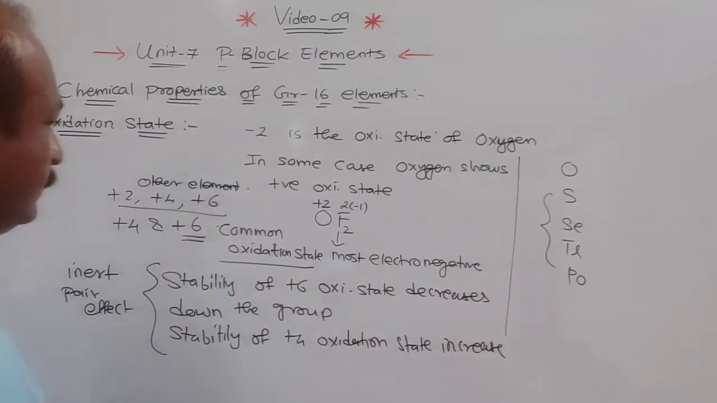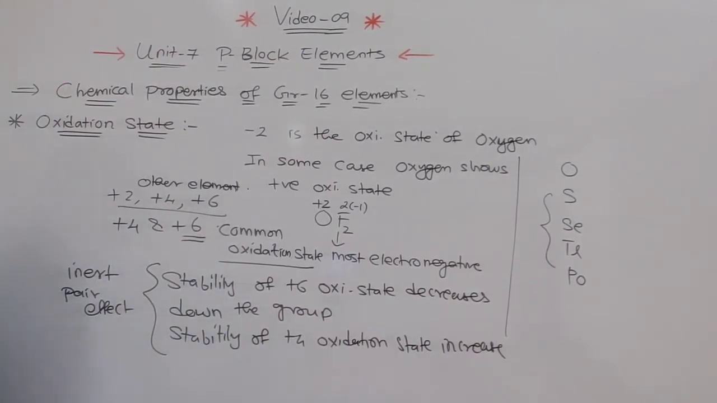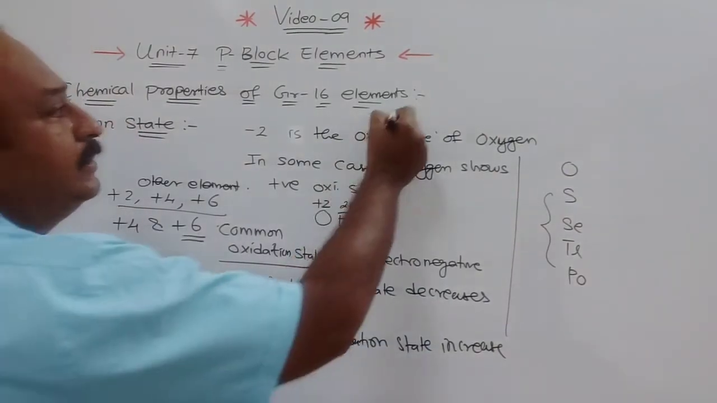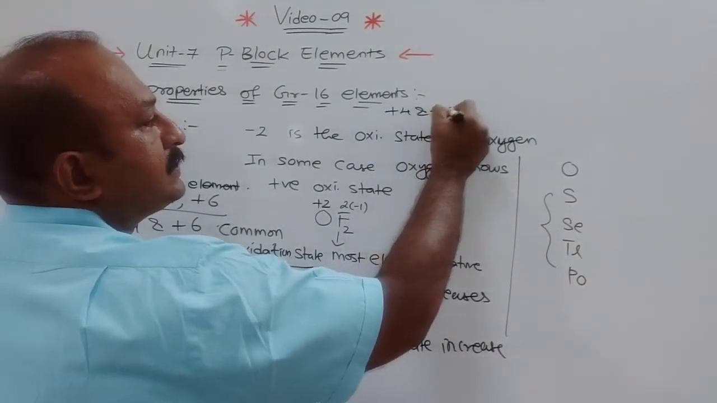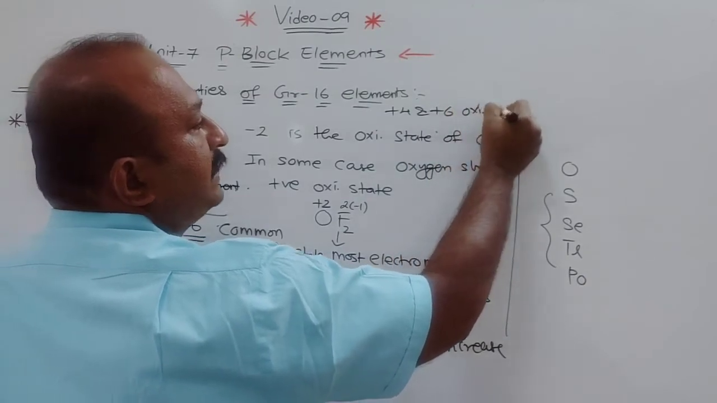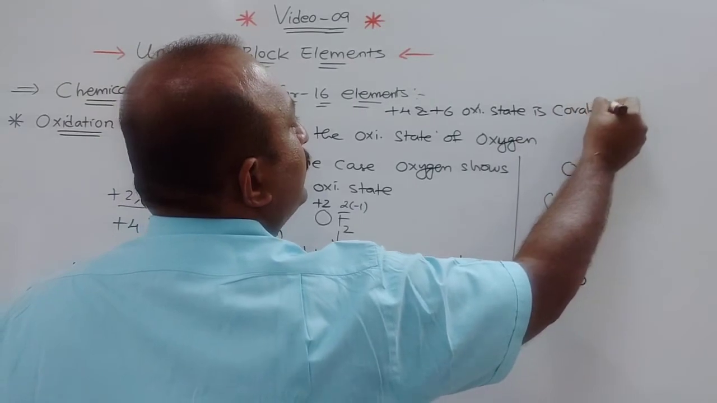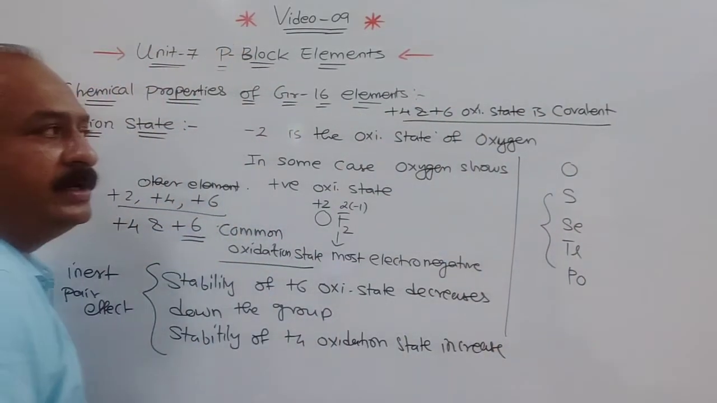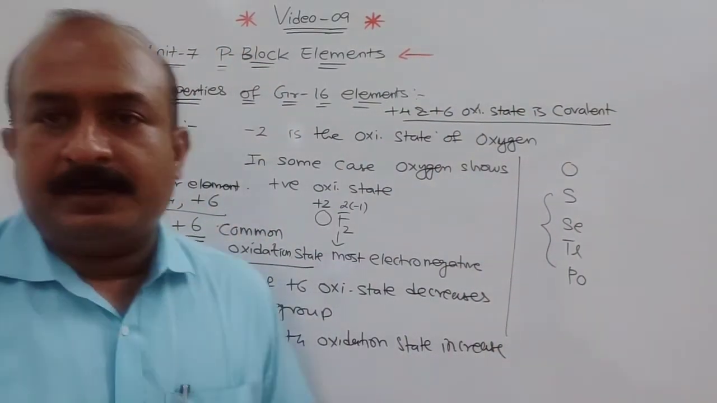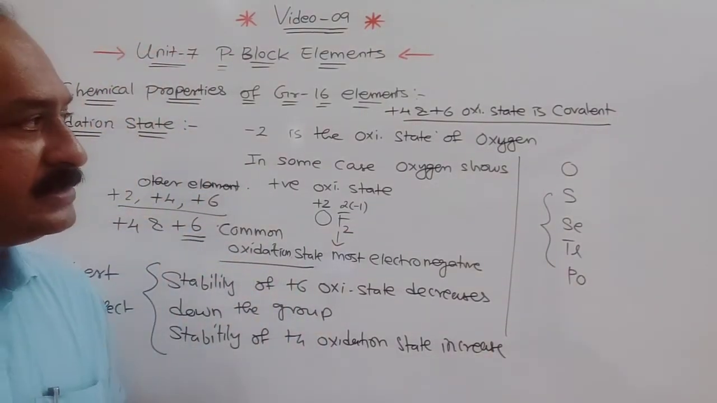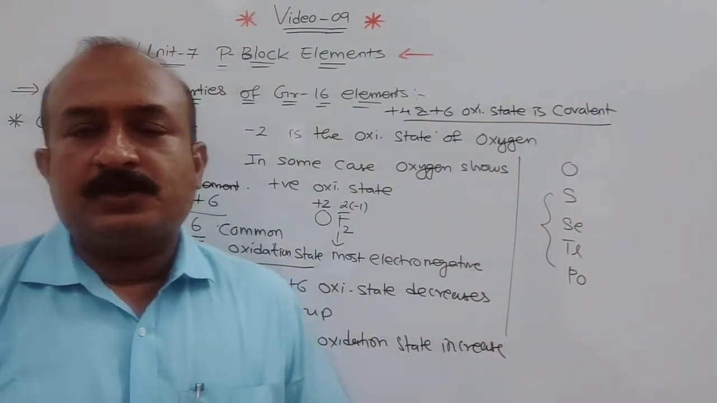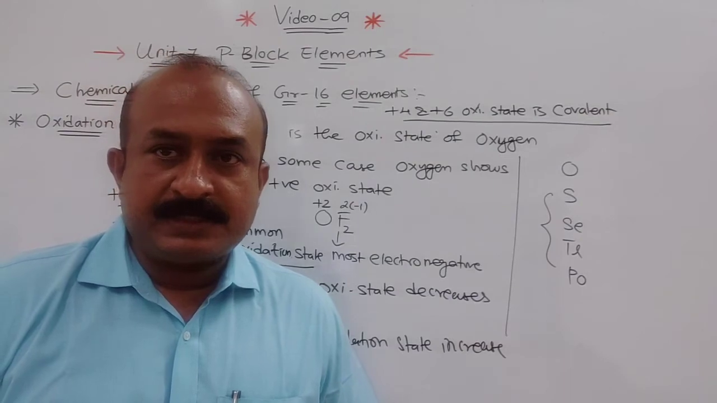Okay. So this was all about oxidation state. One more point is that +4 and +6 oxidation states are primarily covalent in nature, which means they are formed by sharing electrons. So this was all about oxidation state.